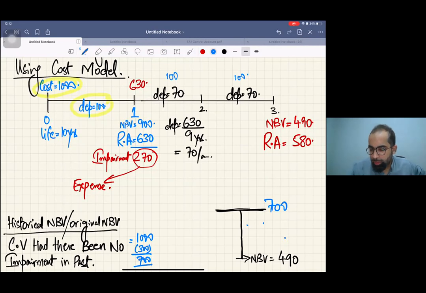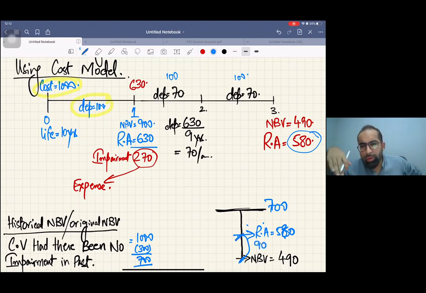Now you tell me, right now your NBV is 490. The recoverable amount is 580. So how much is the change? We have to go from 490 to 580. The change is 90. Yes, this is allowed because this is inside the border. Yes, this reversal is allowed.